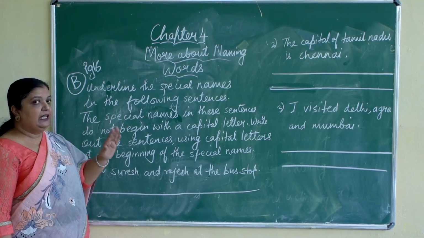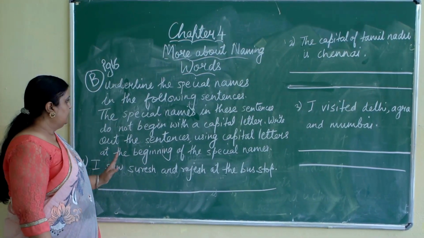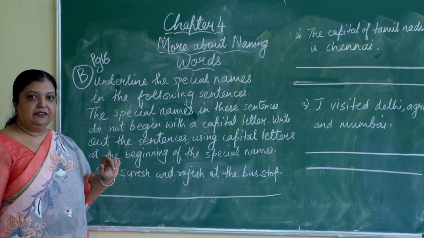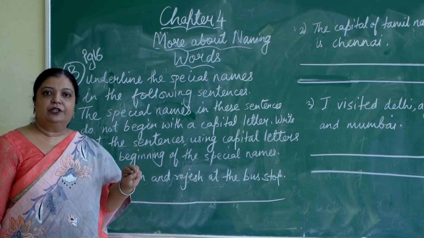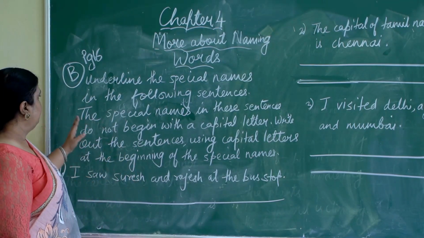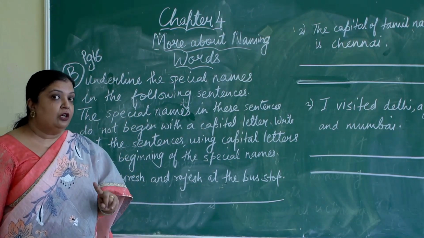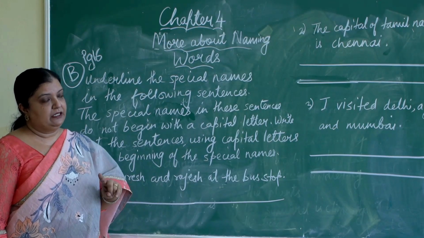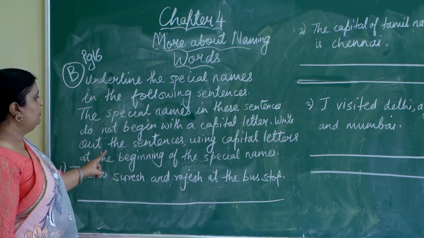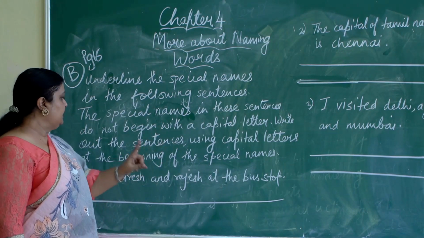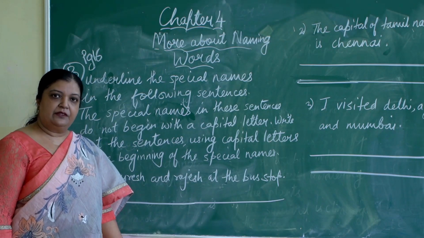Underline the special names in the following sentences. The sentences are given. There are 5 sentences. 3 I am going to do with you. The other 2 you can do as homework. The special names in these sentences do not begin with a capital letter. That's what you have to do. Write out the sentences using capital letters at the beginning of the special names.